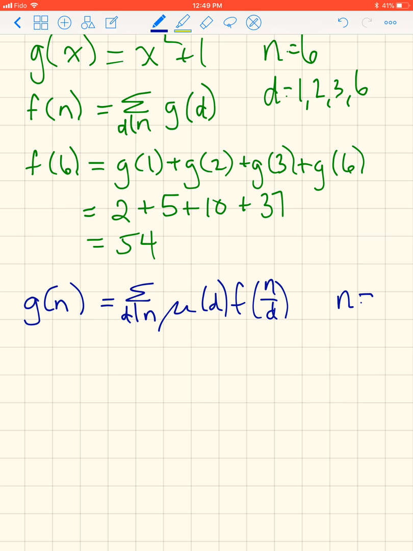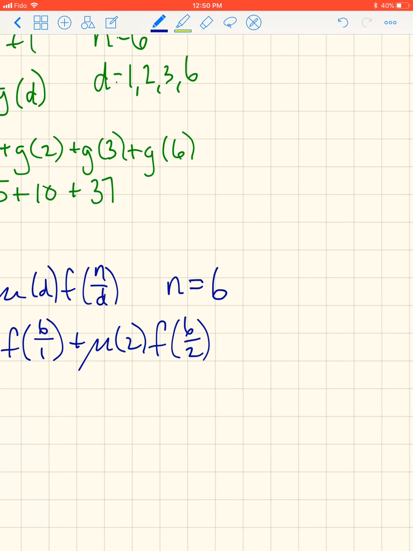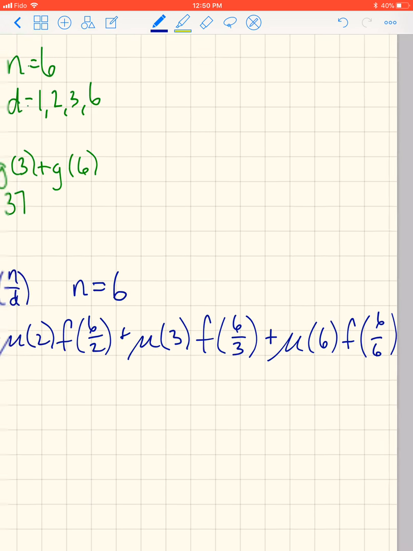So using our favorite n of 6 again, let's see how this works. We want the sum over the divisors, so that's 1, 2, 3, and 6. So it's mu of the first divisor and f of 6 over the first divisor, plus mu of the second divisor, f of n over the second divisor, mu of the third divisor, f of 6 over 3, and then the final divisor. Just fits.